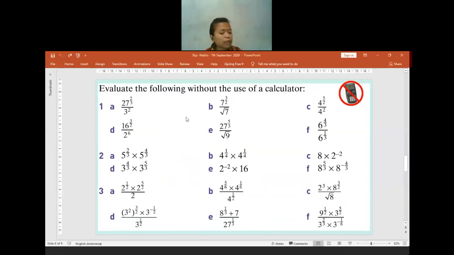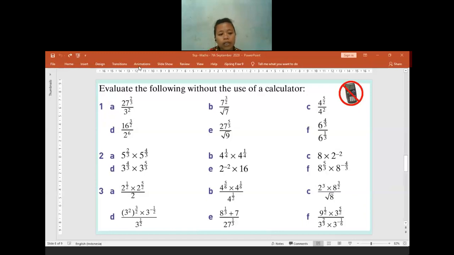We are moving to exercise 7.8 first, on your textbook, page 70. We are going to finish questions 1 until 3. For exercise 7.7, questions 5 and 6, I will discuss them later. We'll combine them with the previous material about fractional indices equations later. So I skip questions 5 and 6 first. Let us continue to exercise 7.8.